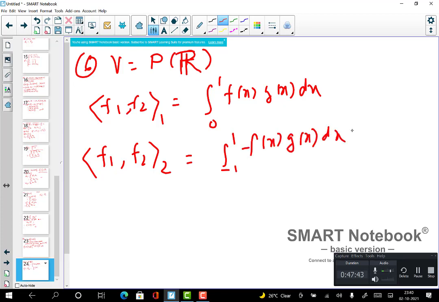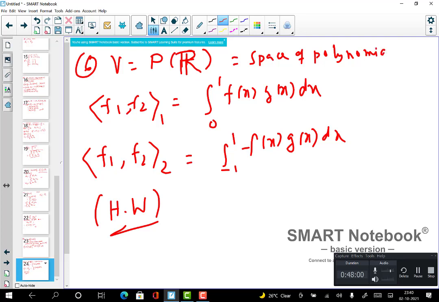Now we show that both are inner products. This is homework again. We show that both of these are inner products on the space of polynomials over R. So these all are inner products. There are so many. Obviously, there are many ways you can define many inner products.